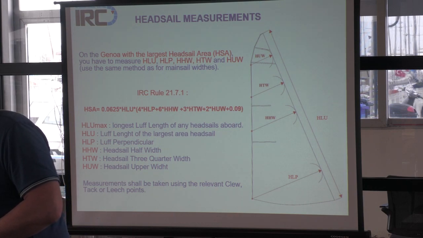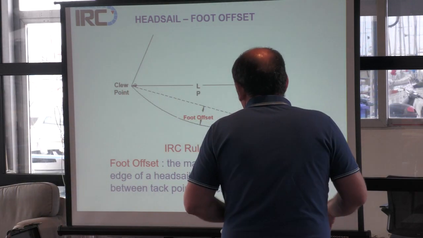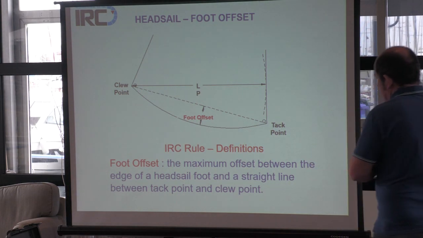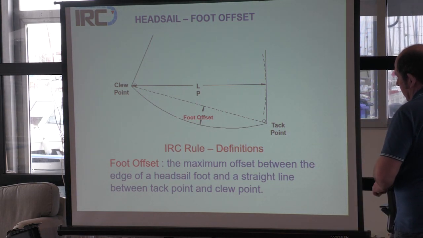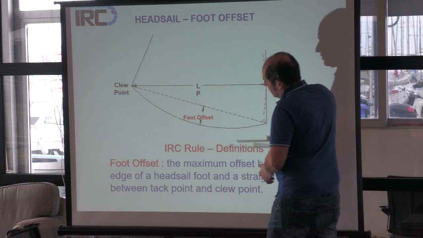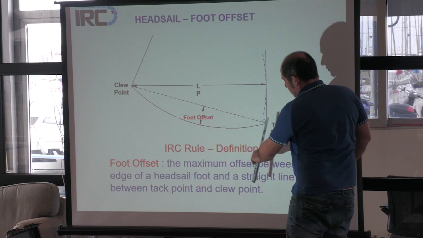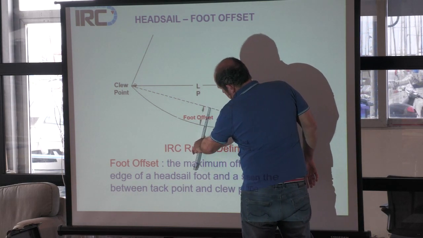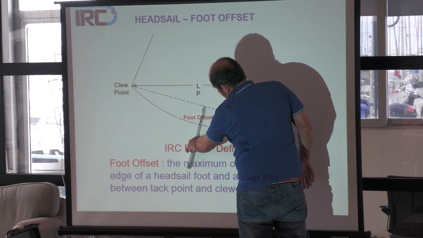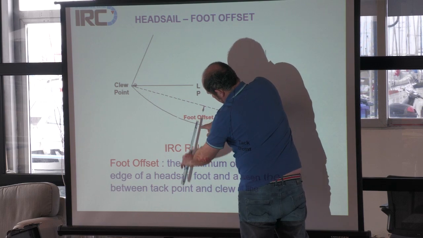Last measurement for the head sail is the foot offset. The foot offset is the maximum offset between the edge of a head sail foot and a straight line between tack point and clue point. You will fix a rope, for instance, for a straight line, and we will look for the longest measurement from the perpendicular to this line and the edge of the sail.